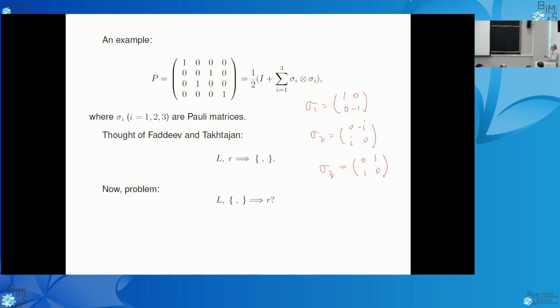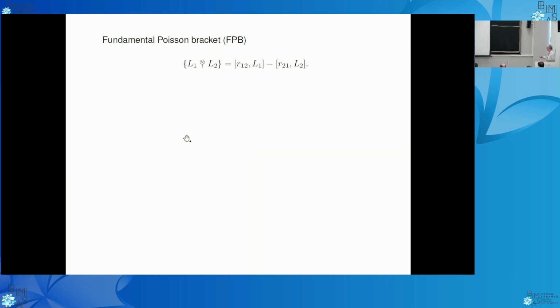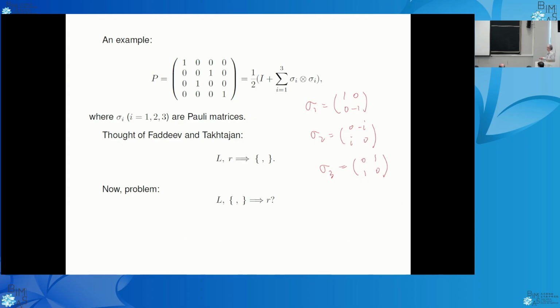The example I give here: this P is a 4x4 matrix, so you can rewrite that in this format with Pauli matrices. The original thought by Faddeev and Takhtajan is like this. If you have L, a matrix, and R is an r-matrix, then with this fundamental Poisson bracket as above, you can rebuild another one. You can construct a new Poisson bracket.